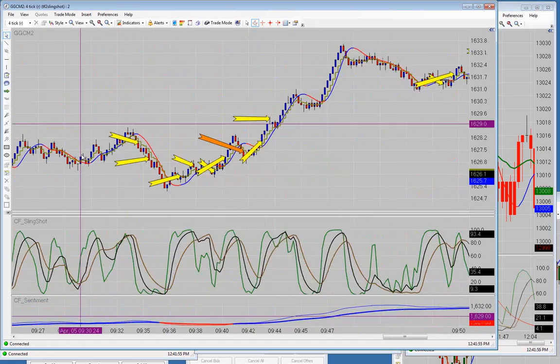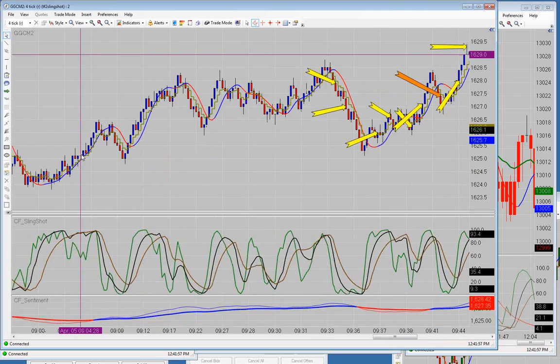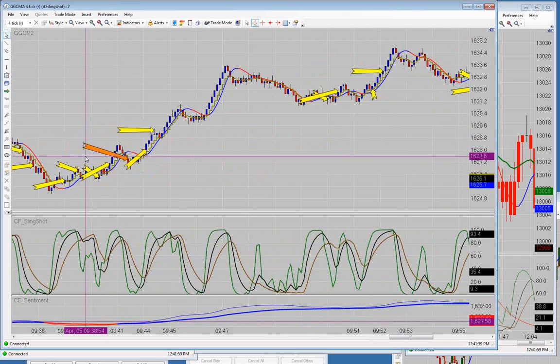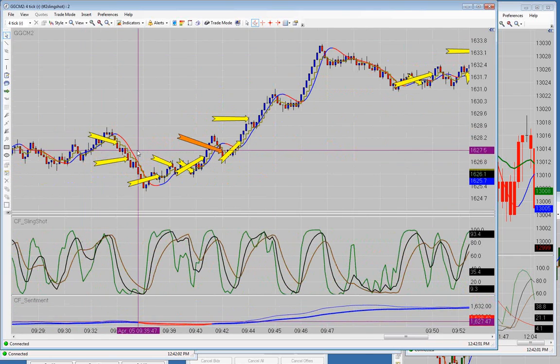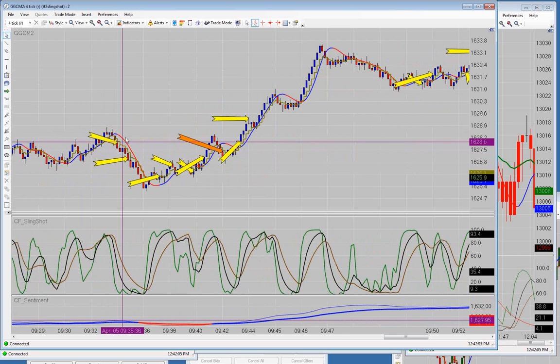I didn't win every trade, clearly. I had some losing trades because I was at 20-something and I'm now at 12. But I did win a bunch of them.